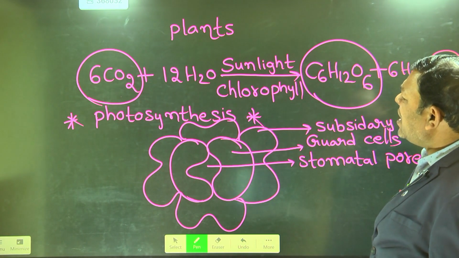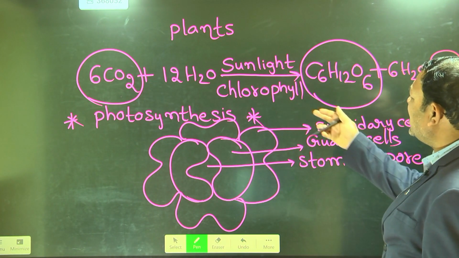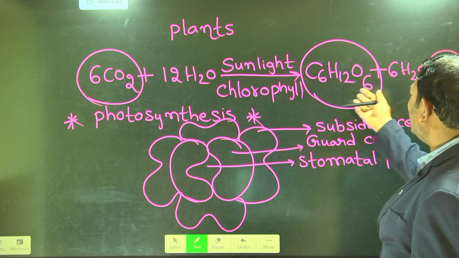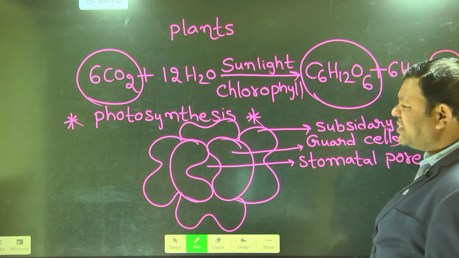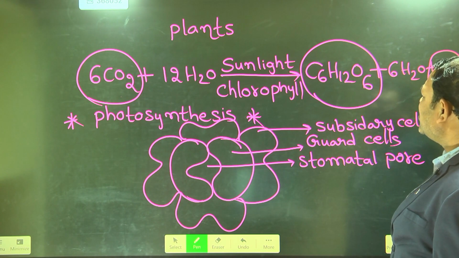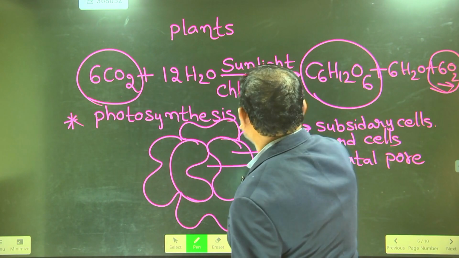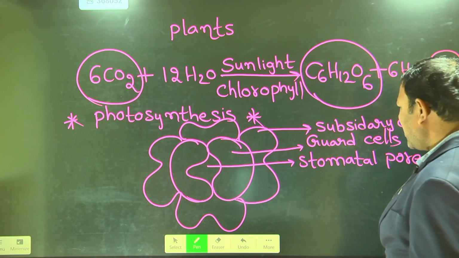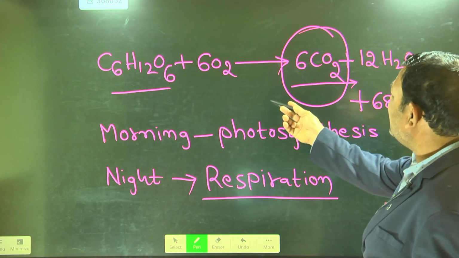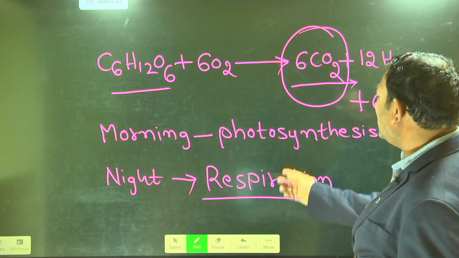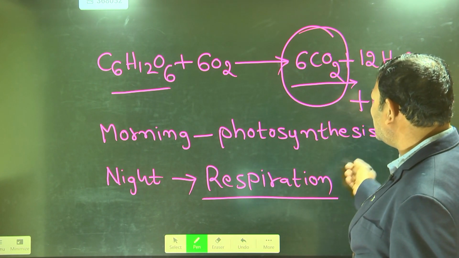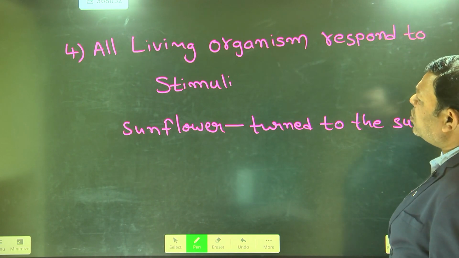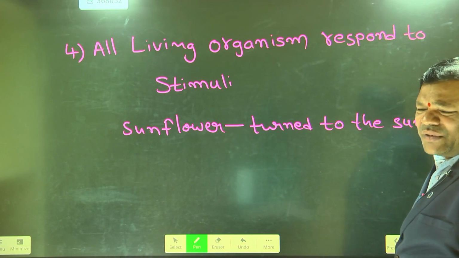Plants take in carbon dioxide and synthesize their own food. In the presence of sunlight and chlorophyll, this is the equation for the photosynthesis mechanism. They take in carbon dioxide and release oxygen gas through the stomata. Next, this is the equation for respiration. In the morning plants carry out photosynthesis, and at night respiration takes place. So that's why you should not sleep under a plant at night.